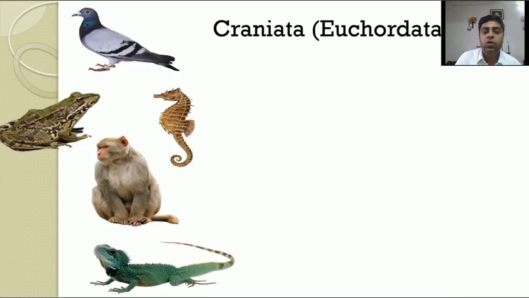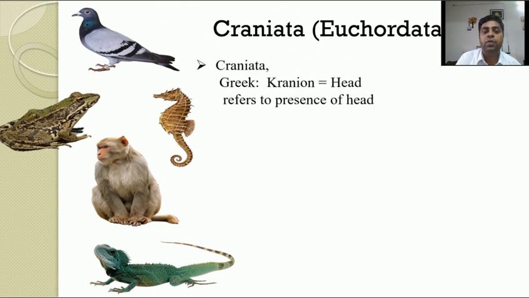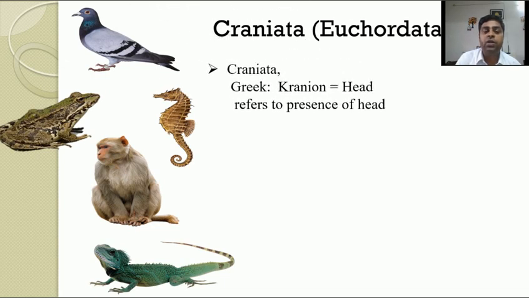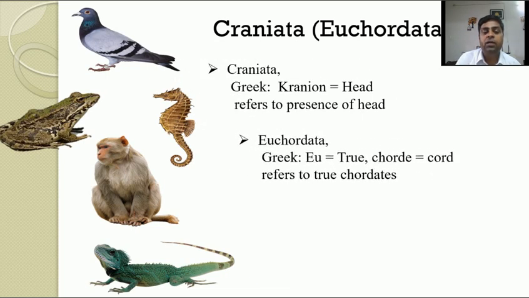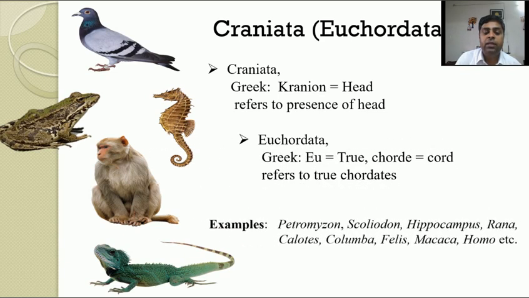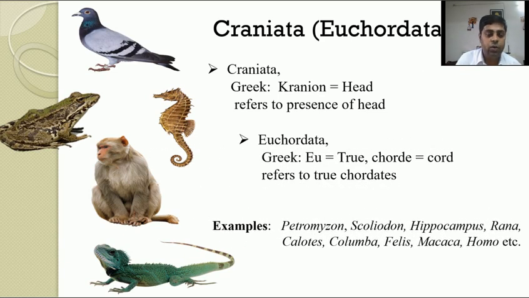Then the next group of the phylum Chordata is the Craniata. They are also referred to as the euchordata. This word craniata comes from the Greek origin, cranion meaning head. It refers to the presence of a head, and they are referred to as euchordates because they are true chordates. You can give examples of this group: Petromyzon, Scoliodon, Hippocampus, Rana, Calotes, Columba, Felis, Macaca, Homo. All these are examples of genera coming from this group Craniata.